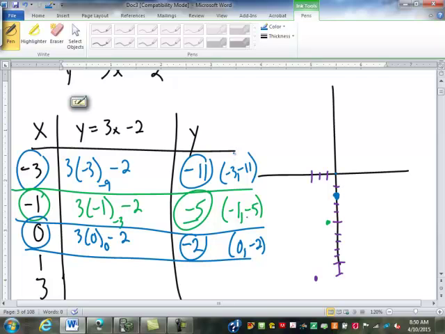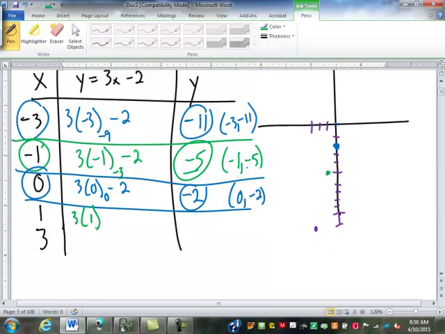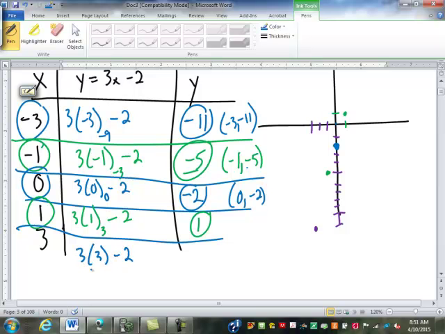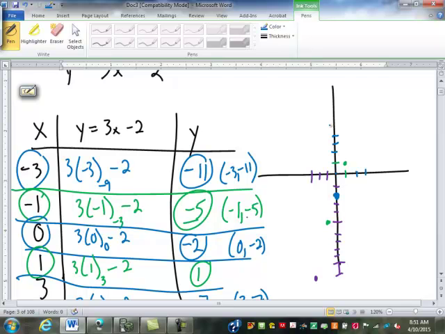If x is 1, y is going to be 3 times 1 minus 2. 3 times 1 is 3 minus 2 is 1. So if x is 1, y is 1. So over here, 1 and 1, there's a point. And then finally, if x is 3, y is going to be 3 times 3 minus 2. 3 times 3 is 9 minus 2 is 7. So x is 3 when y is 7. So 1, 2, 3. 1, 2, 3, 4, 5, 6, 7. Somewhere in there.